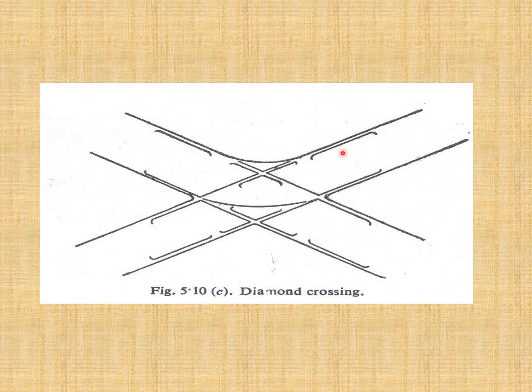This is another arrangement of the diamond crossing, that this track is crossing this track, but here you can see the curved tracks have been laid, so the train can be moved from this track to this part of the track.